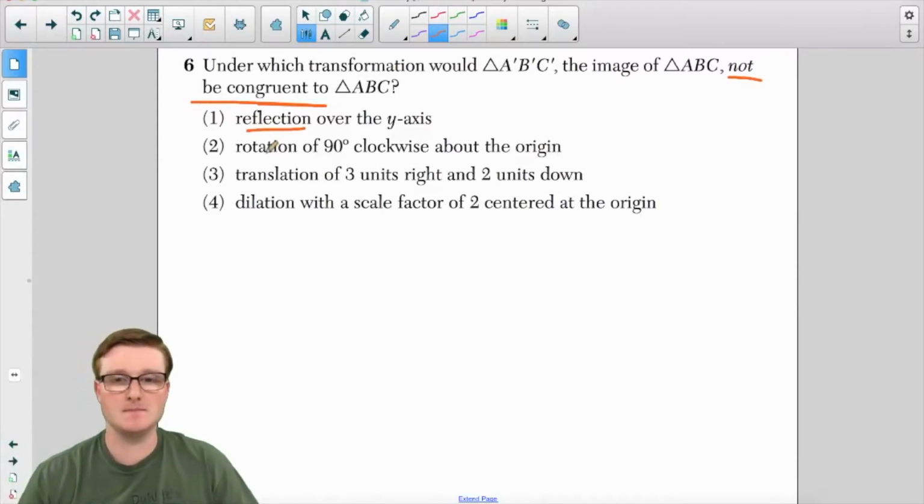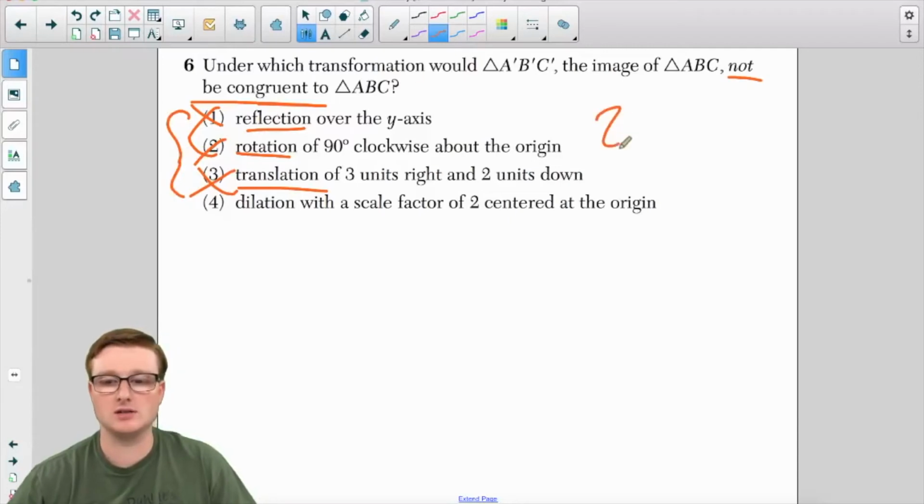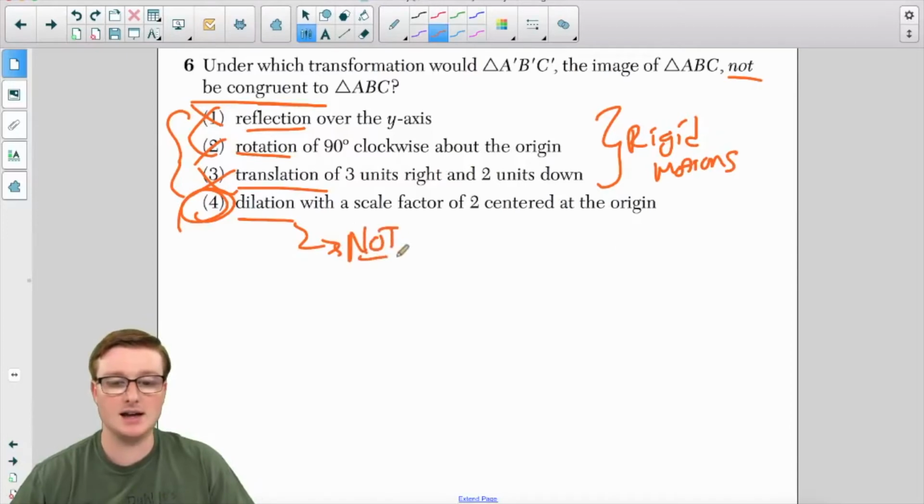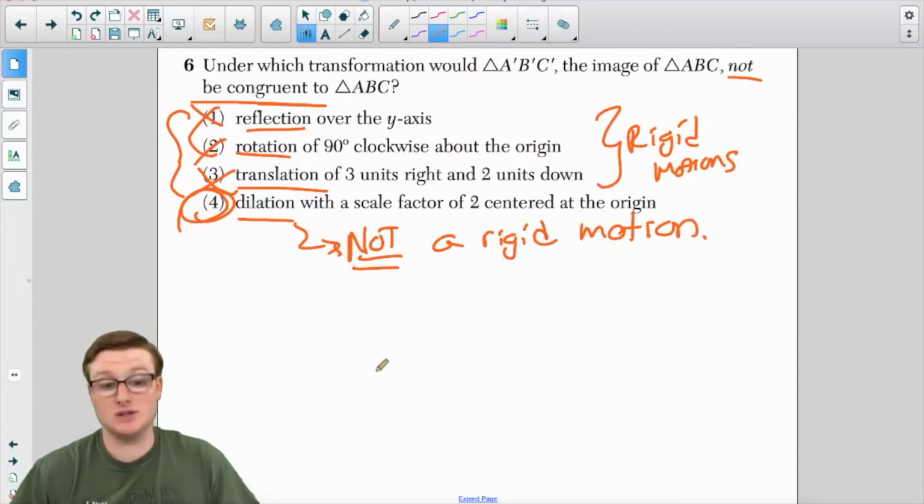So a reflection, no. Rotation, no. Translation, no. All of these are rigid motions. So rigid motions preserve distance and congruency. Your dilation is the answer, choice 4, because a dilation is not a rigid motion. Okay? And that's why it is going to be choice 4.